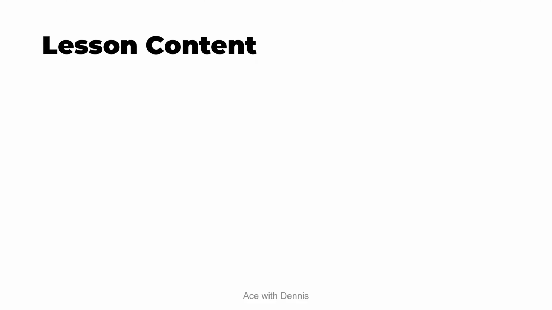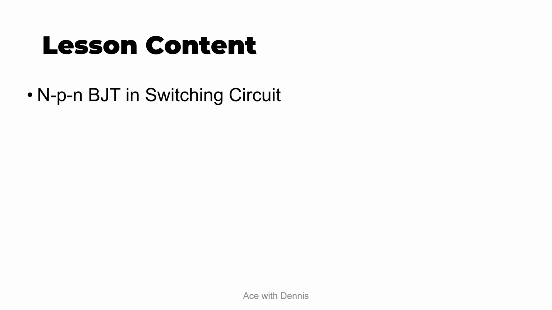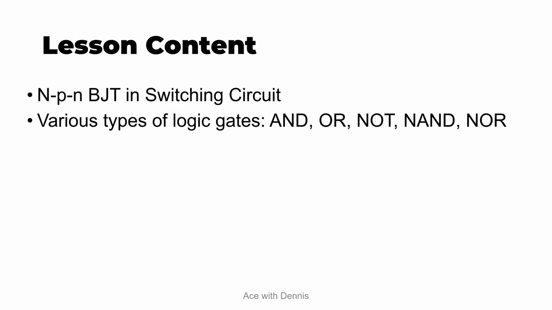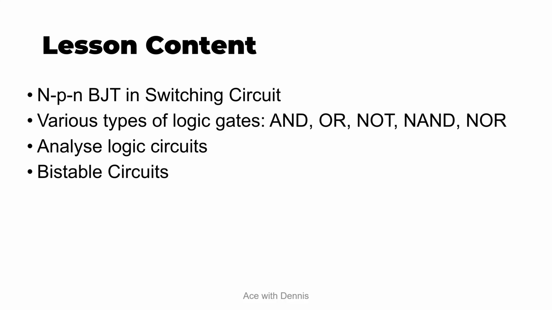In this lecture, we are going to learn 5 important topics, which are how NPN bipolar junction transistors work in switching circuits, followed by various types of logic gates, which are AND gates, OR gates, NOT gates, NAND gates, NOR gates, and their truth tables. We also learn how to analyze logic circuits. Then we learn 2 important digital circuits, which are Bistable Circuits and Astable Circuits.